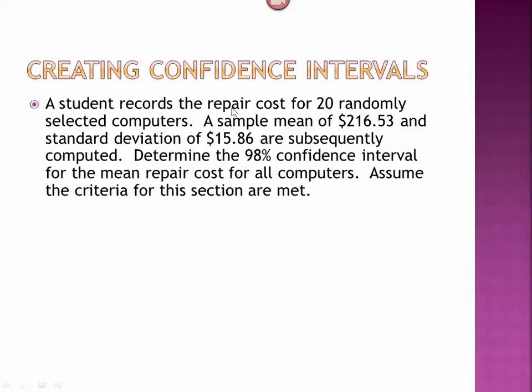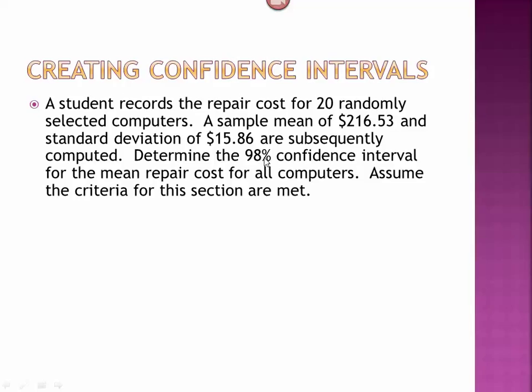So a student records the repair cost for 20 randomly selected computers. A sample mean of $216.53 with a standard deviation of $15.86 are subsequently computed. Notice that the way that they describe the standard deviation is that it came from the sample. We calculated the mean from the sample and the standard deviation. That means 15.86 is our s. And also, because we're dealing with a sample standard deviation, we need to use t instead of z.